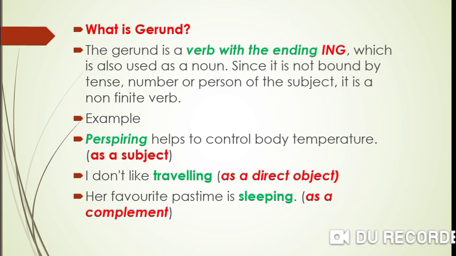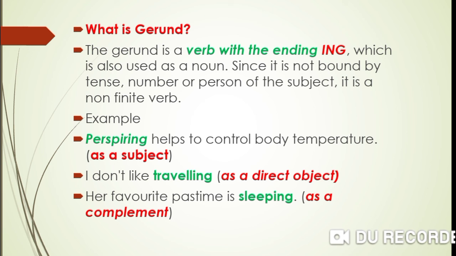Yes, they are complements. So the question here is, what is a complement? How can you differentiate between an object and a complement? In case of an object, you can see the word after the verb. I don't like traveling. Here like is the verb, and after that verb traveling is there. So in case of an object, the work is completed on the object. But in the complement, these are the words which complete the meaning of the sentence.